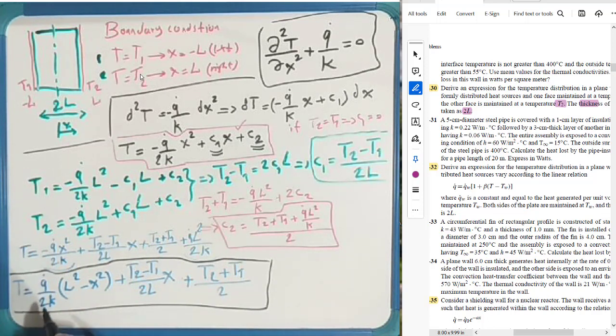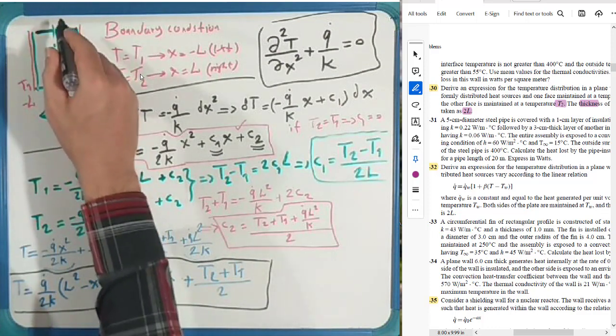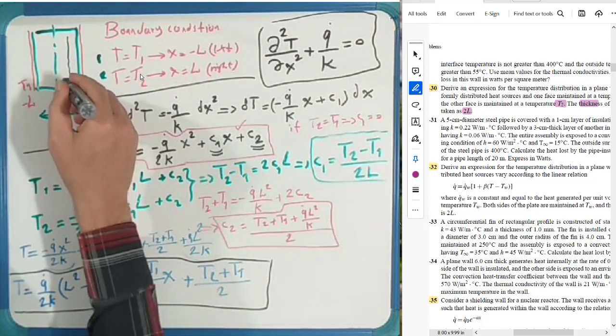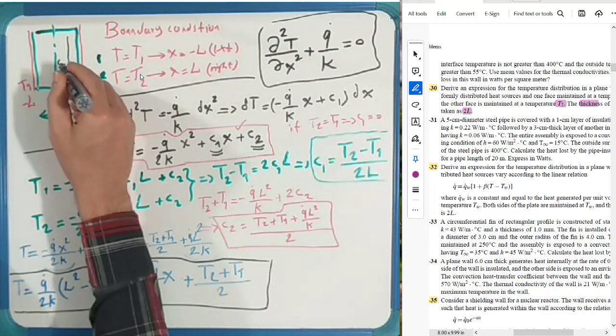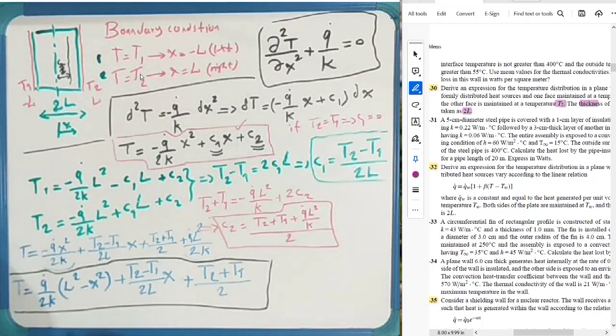Q dot is the generation source, K is thermal conductivity, and x is any point. For example, if I want to find the temperature in this section, x will be, for example, L over 2. I will put L over 2 in place of x, and these two temperatures I have. So this was the formula and the answer to this problem.